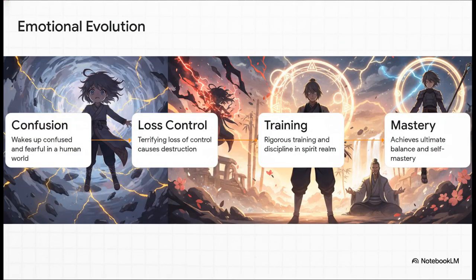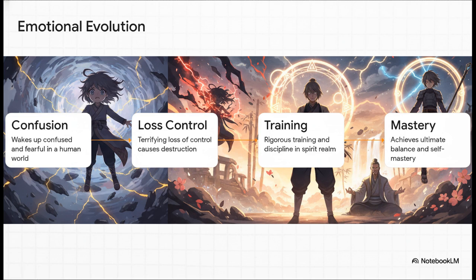But of course, there's a catch. Raw power means absolutely nothing without control. We track Ekundayo's emotional evolution here, and honestly, it's a super rocky road. Step 1 is just pure confusion and fear. He wakes up with god-tier power and has literally no idea what to do with it. That leads straight into Step 2, a terrifying loss of control.